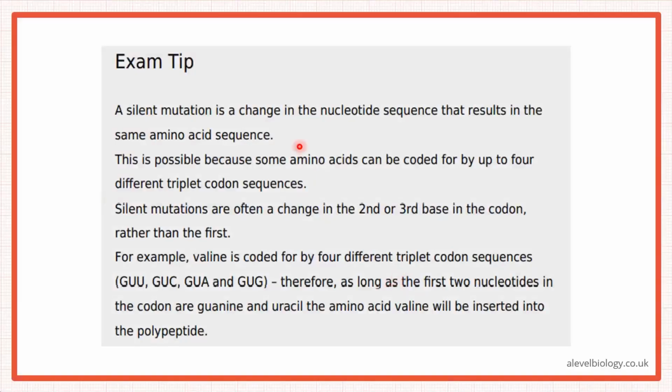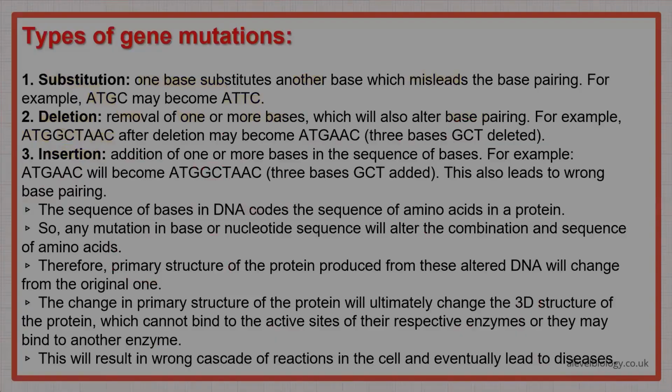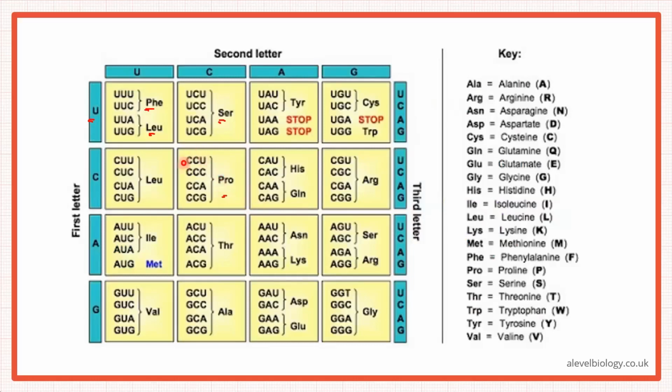Okay, so we already talked about silent mutations. It's a change in the nucleotide sequence that results in the same amino acid sequence. This is possible because some amino acids can be coded for by up to 4 different triplet codon sequences, and we have just seen that. Again, I'll just show you. See, for example, these. Even though there is substitution, all these 4 are coding for the same amino acid. Here you can see as well. All of these are coding for valine, right?